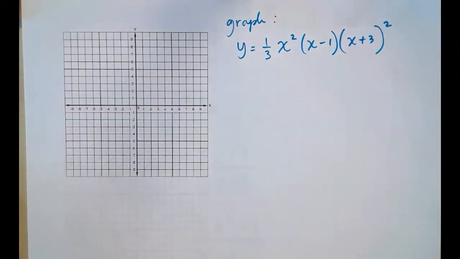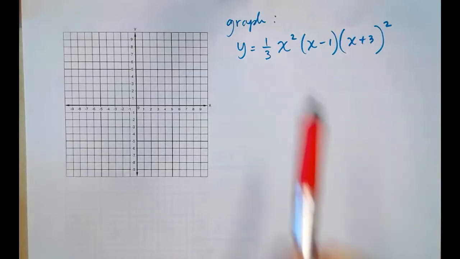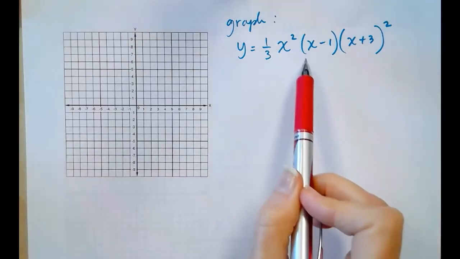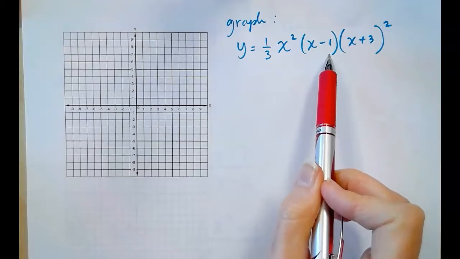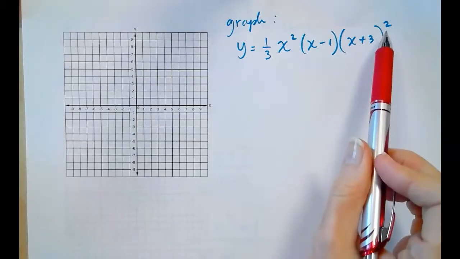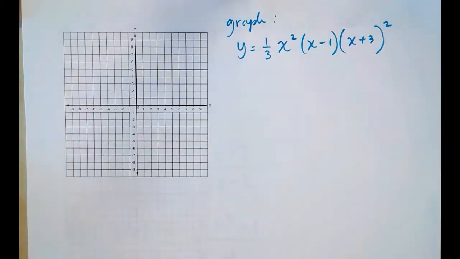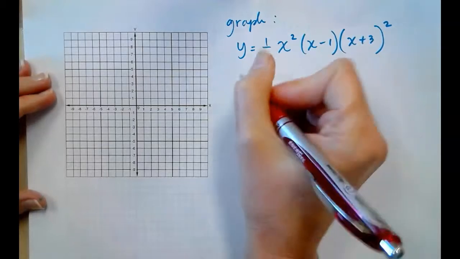All right, Precal, here is a quick test review. First thing we've got, we're graphing y equals 1/3 x squared times x minus 1 times x plus 3 squared. First thing, let's pick out those zeros.